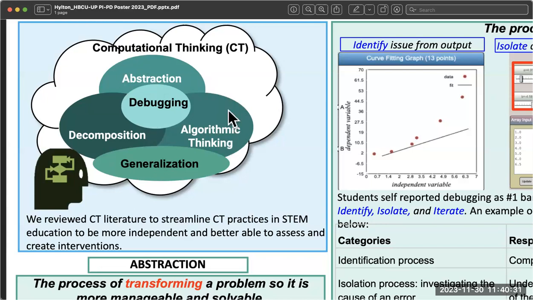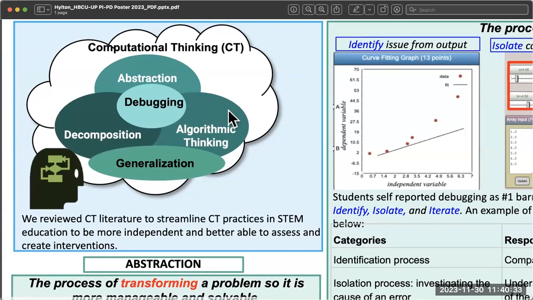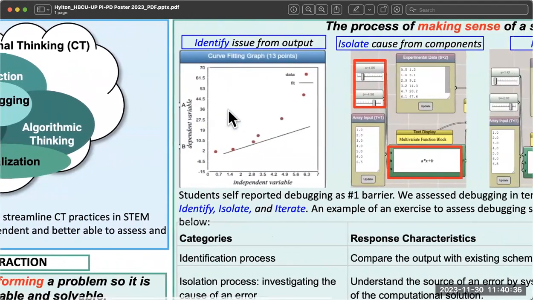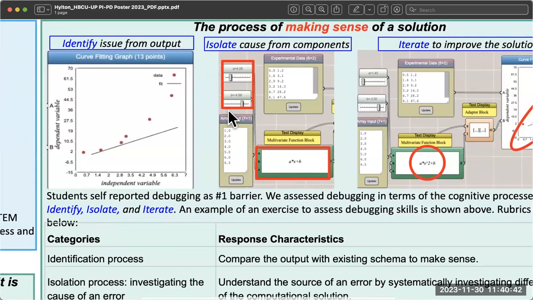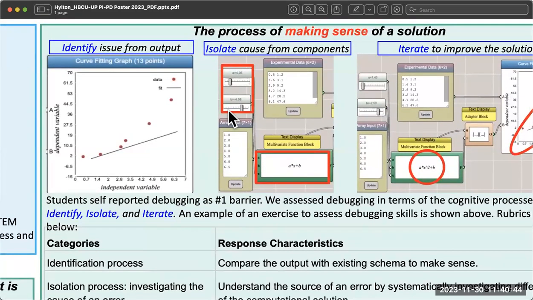Based on the self-reported barriers to CT from Spelman students, we identified debugging as the main barrier in introductory courses where code is given to students to use. The finding is not surprising, since educational researchers often agree that students are weak in critical thinking, such as making sense of the solutions to complex problems.